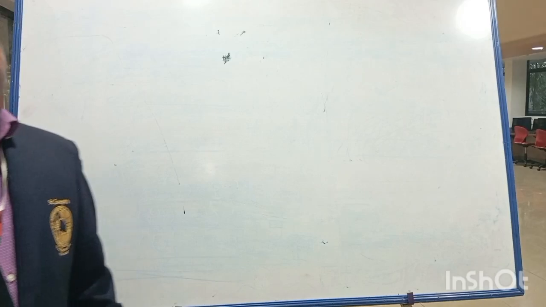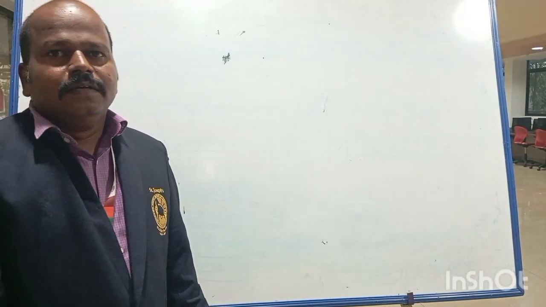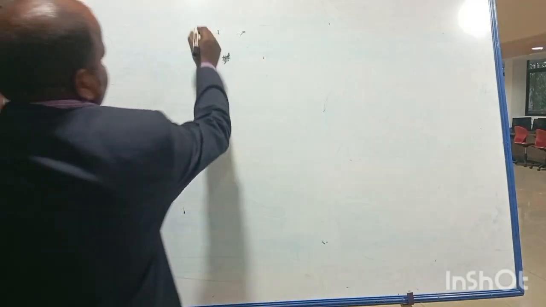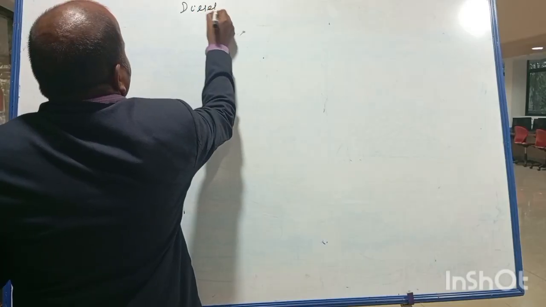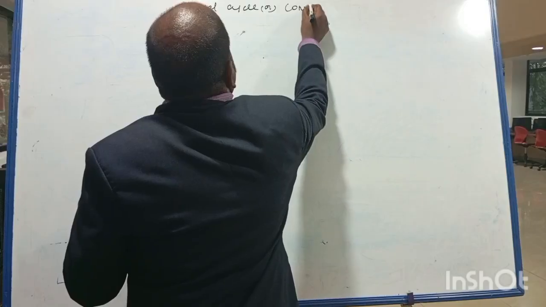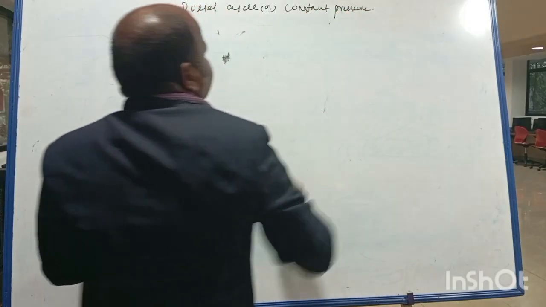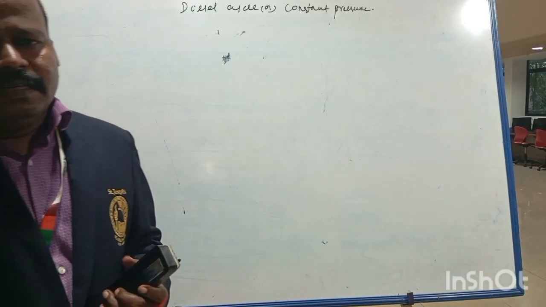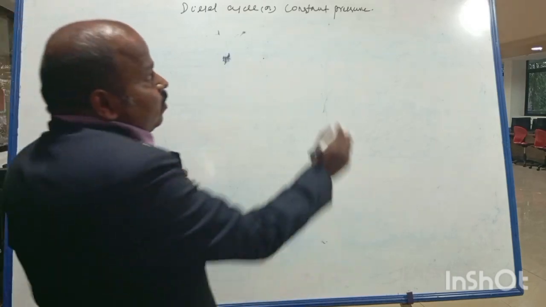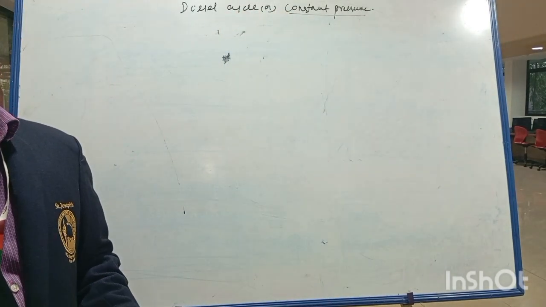Next, we are going to discuss the diesel cycle. We already discussed the Otto cycle, and we derived formulas for thermal efficiency and mean effective pressure. Now we are going to discuss the diesel cycle, or we can call it a constant pressure cycle. Why can we call it a constant pressure cycle? Because the heat addition happens at constant pressure. That's why we call it a constant pressure cycle.